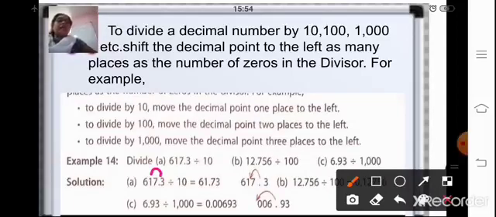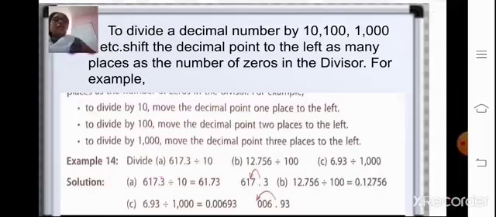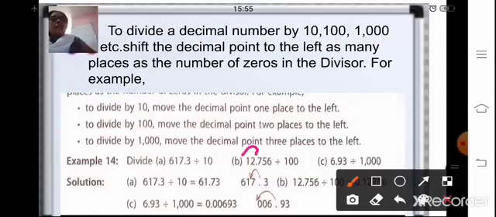Now here, second example, 12.756 divided by 100. The point is here, so you will move 2 places towards your left. So your answer will be 0.12756. And the third example is 6.93 divided by 1000. In 1000 you have got 3 zeros. So move towards the left side. There is no number, so you will add zeros and then put the decimal point. So your answer will be 0.00693.